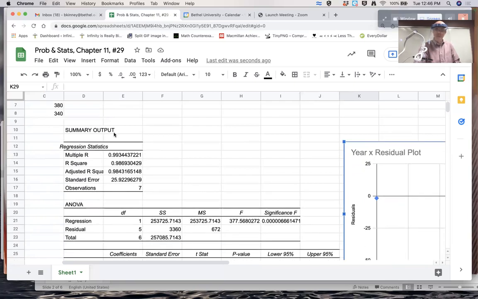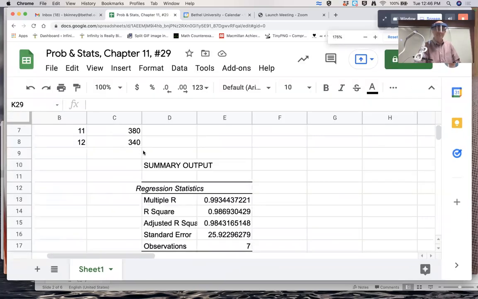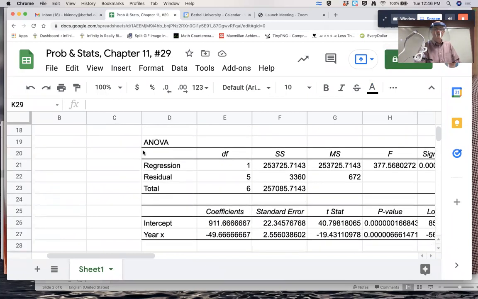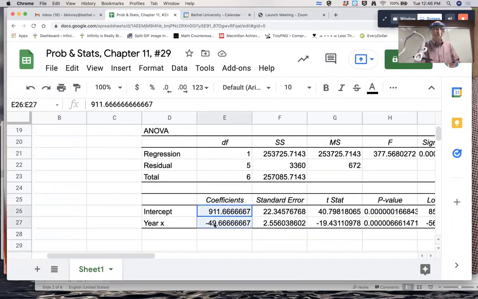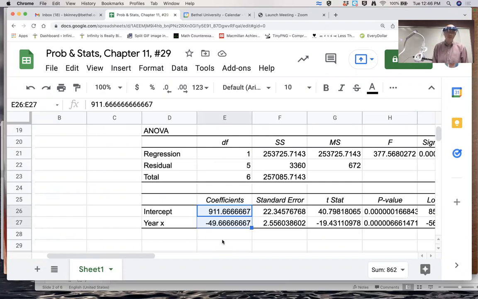What is this telling you? Well, one thing it's telling you are the intercept and the slope of the regression line, right there in the lower left. You see the intercept is labeled with the word intercept. Hey, I don't see the word slope in there anywhere. Well, the second number, the negative 49.6 repeating, is the slope.